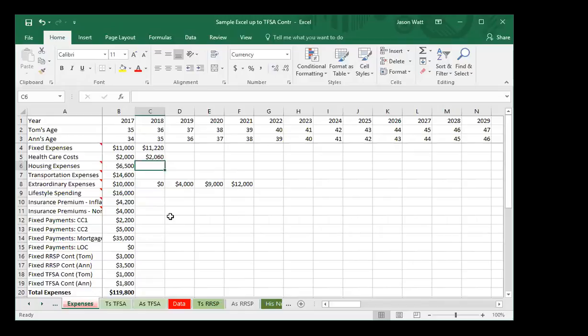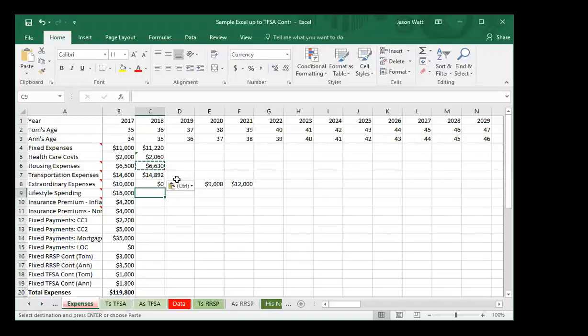So our housing expenses now, we're going to inflate that the same way that we inflated this guy up here. I'm just going to copy that formula down. And that should be all based on the same inflation number. We're good. And my transportation expenses, same thing. We're going to copy that formula and plug that in like so.